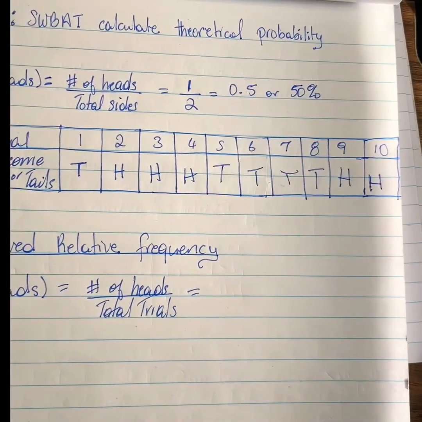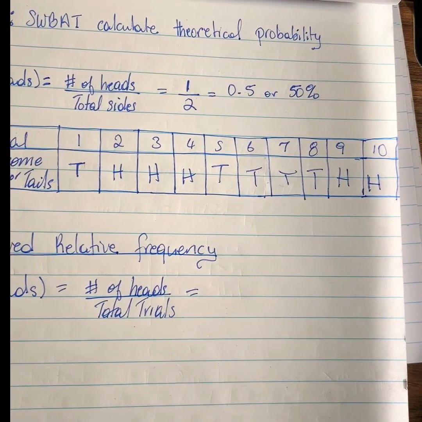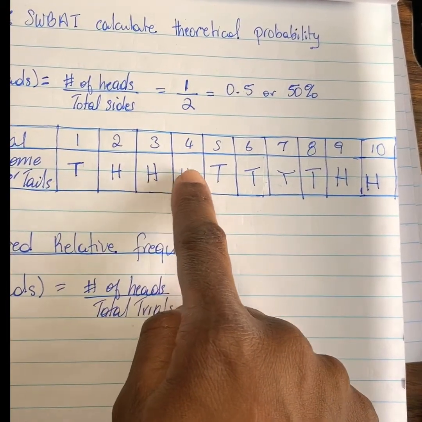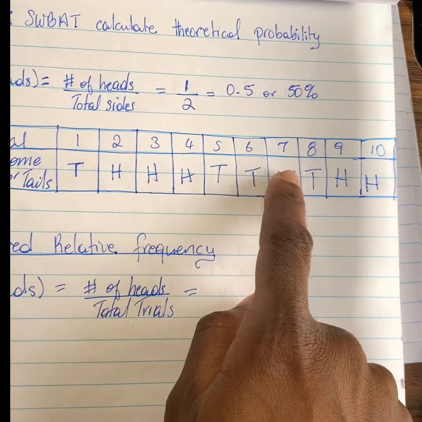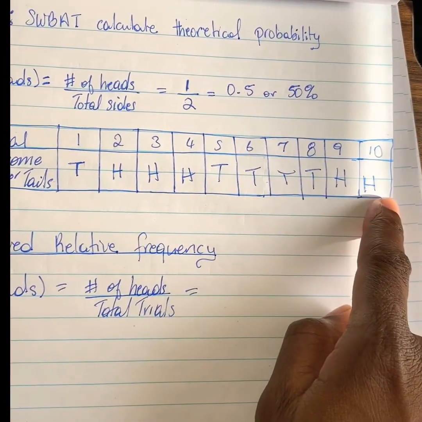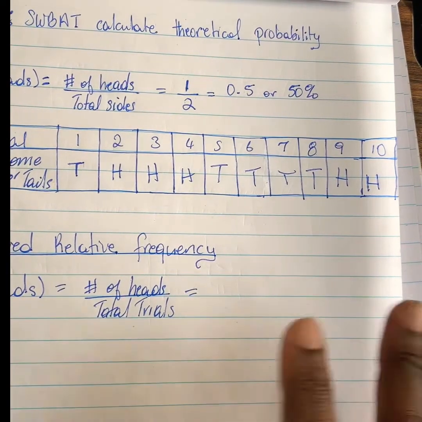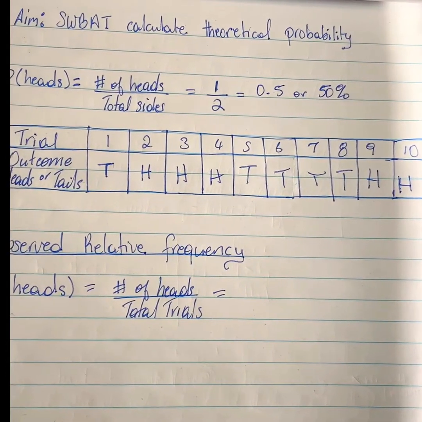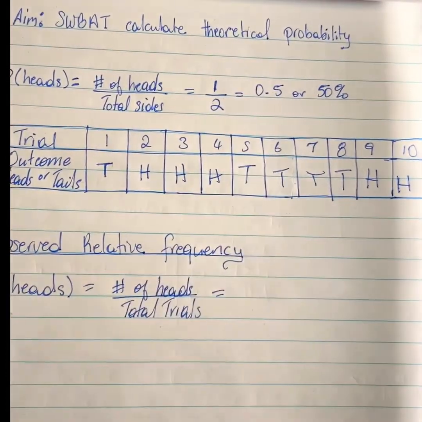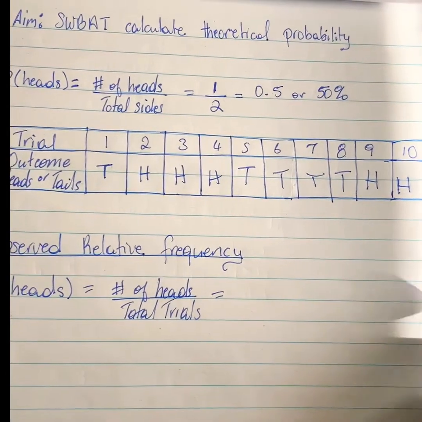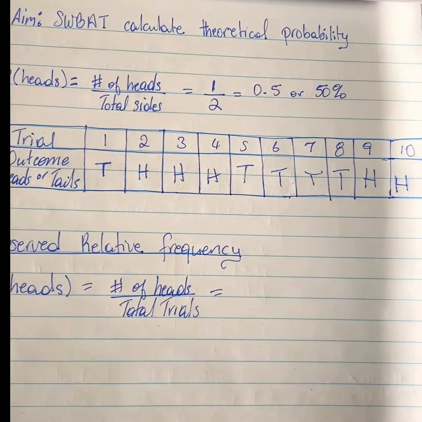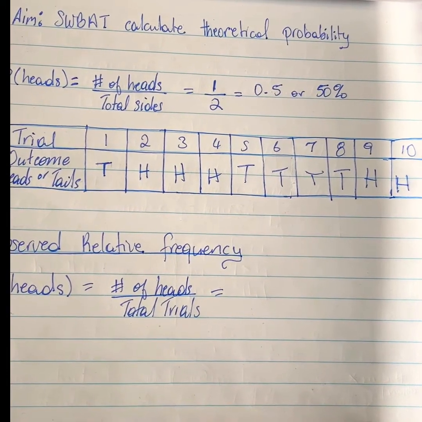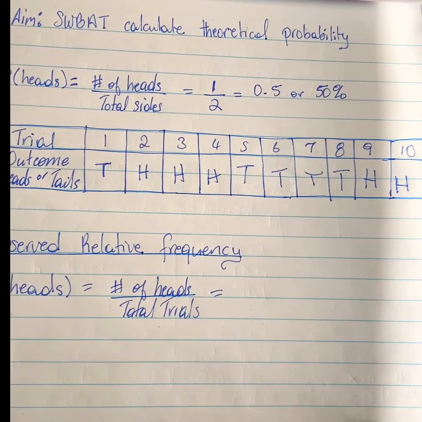Okay, I completed 10 trials. The first try was a tails, then head, head, head, then tail, tail, tail, tail, and then head, head. Those were my trials, and just a disclaimer, I did not cheat. I just did it like this and rolled it, and that was the outcome I got. The next one says, after you did the trials, determine the observed relative frequency of flipping a coin and it landing on heads.